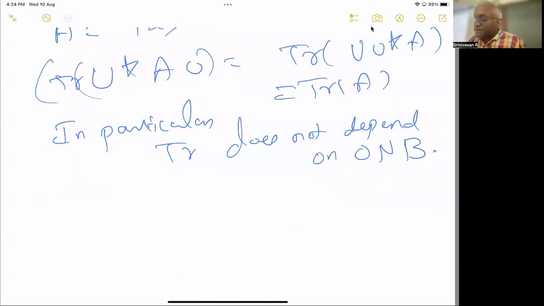This is not generally true. We need to use something called a trace class operator. You can't take any operator like that. You have to take some trace class operators or something. We'll do it later. Okay.